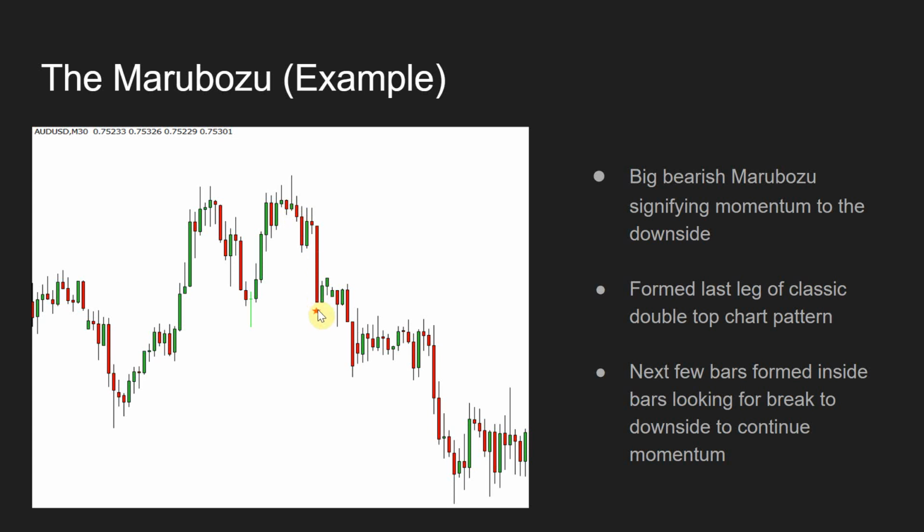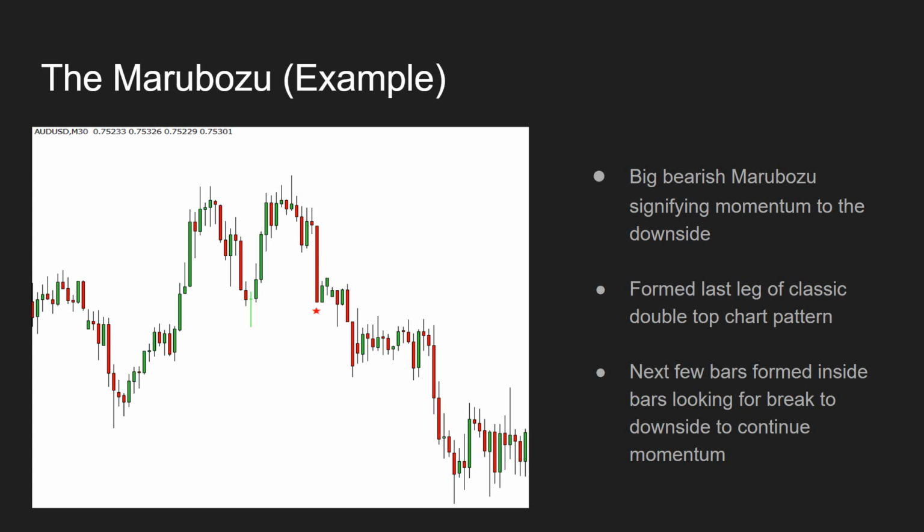because you've got the resistance with the double top inside bars. You have a line there. As soon as it breaks that line, we want to go short and continue that momentum to the downside. So hopefully that gives you a good example of the Marubozu and how you can potentially trade it.